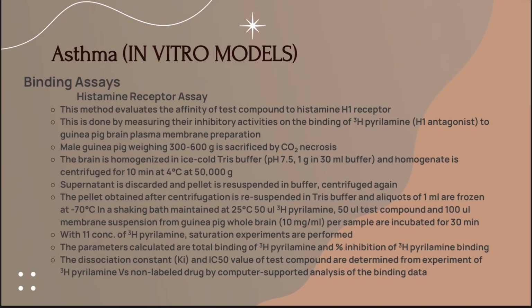Now coming to asthma in vitro models. First we'll start with in vitro models, then we will go to the isolated organs, and then finally to the in vivo models. First, in vitro models, we have binding assays. An example of a binding assay is the histamine receptor assay. This method evaluates the affinity of the test compound to the histamine H1 receptor.